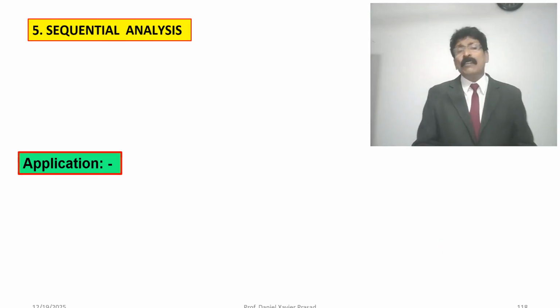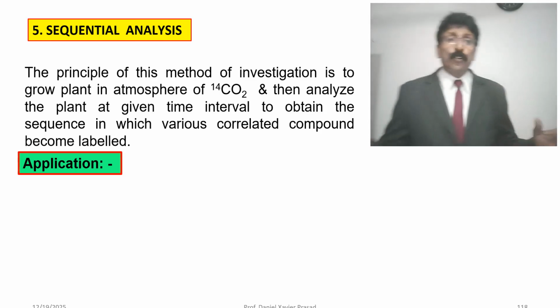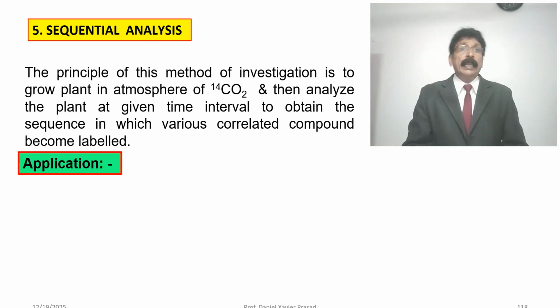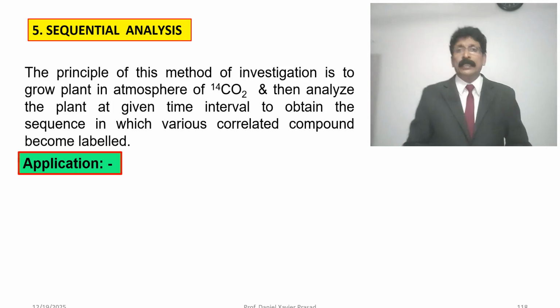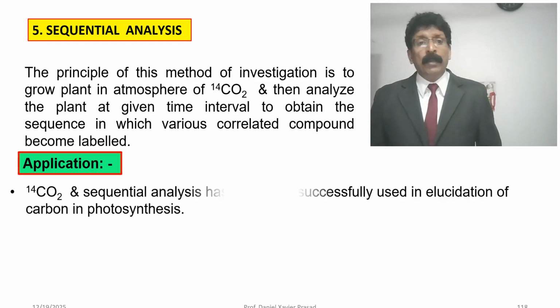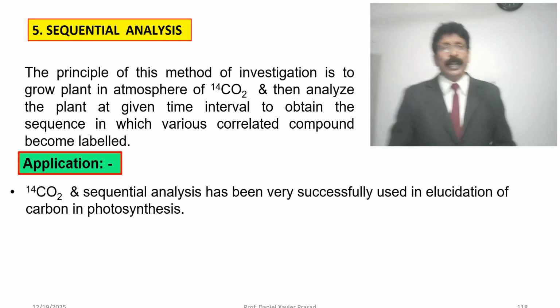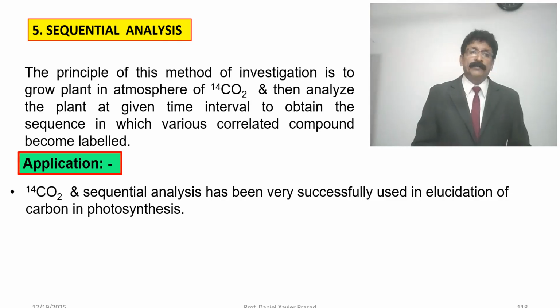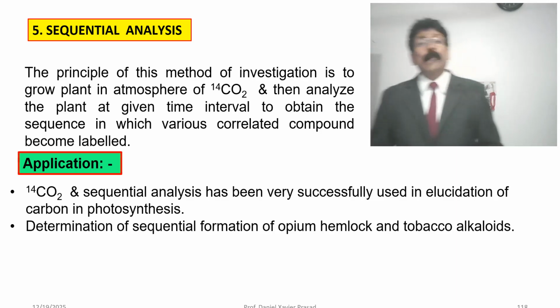Sequential analysis: the principle of this method of investigation is to grow the plant in an atmosphere of completely radioactive carbon 14 carbon dioxide. Then analyze the plant at given intervals and obtain the sequence in which the related compounds become labeled. So carbon dioxide with carbon 14 in sequential analysis has been very successfully used in elucidation of the carbon path in photosynthesis, and in determination of the sequential formation of opium, hemlock and tobacco alkaloids.